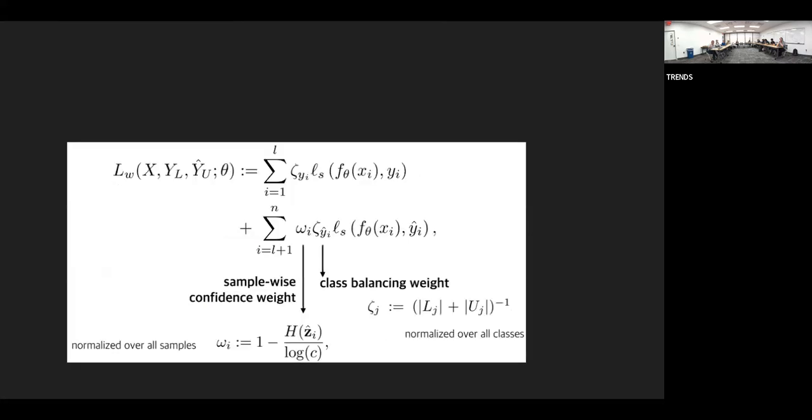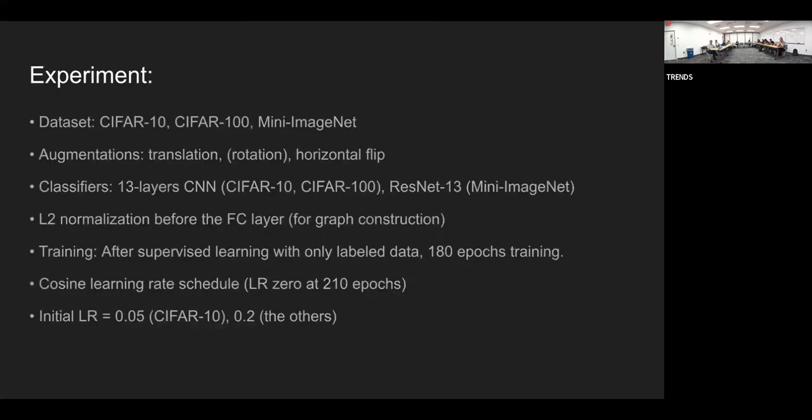And then we assign pseudo labels, and because we want to assign pseudo label certainty and class balance, we assign the label weights with this formula. And this uses entropy as a measure of uncertainty. And then to deal with the issue of class imbalance, they use this formula.